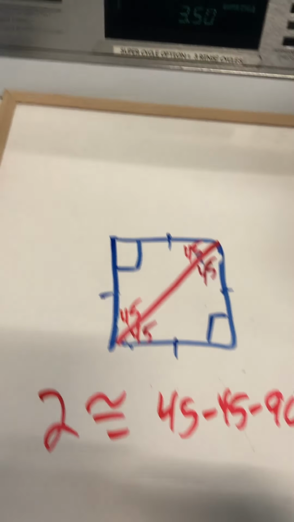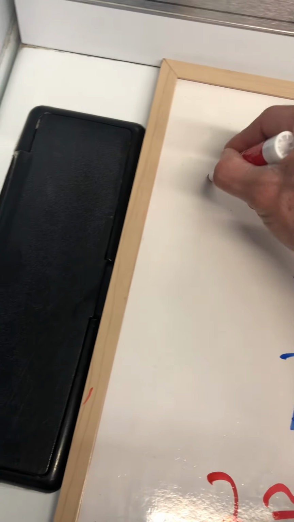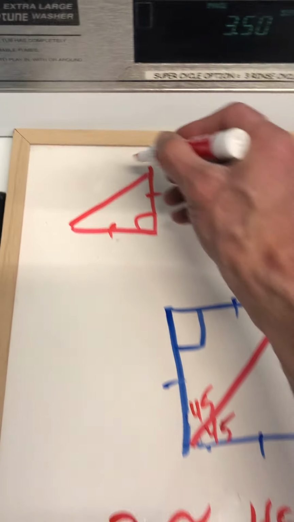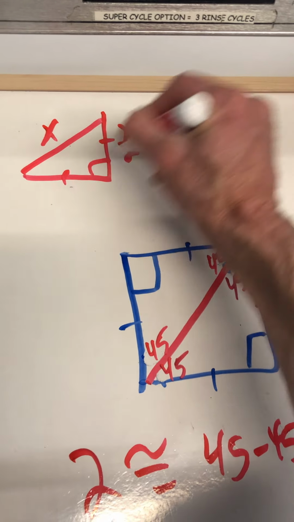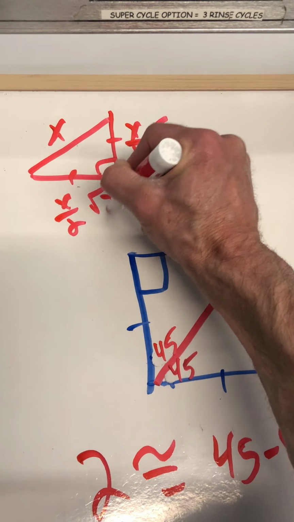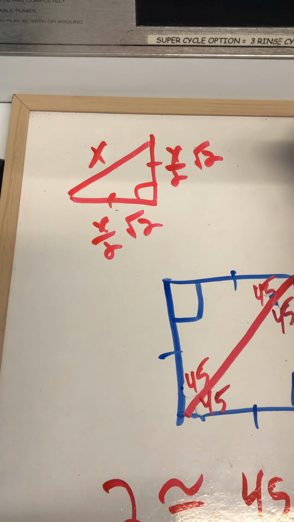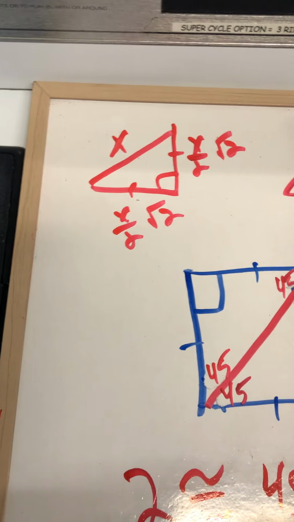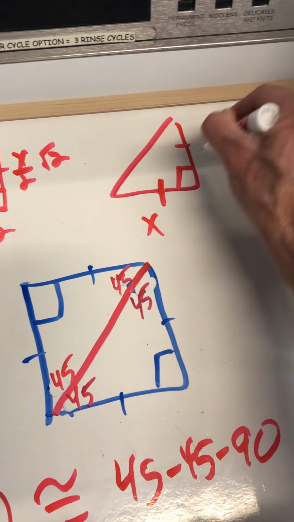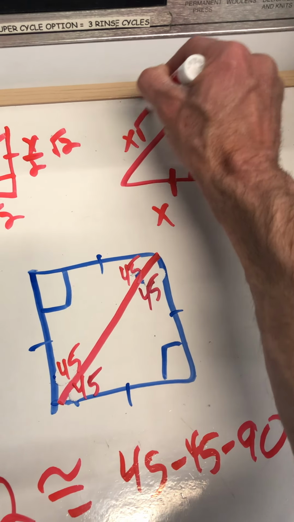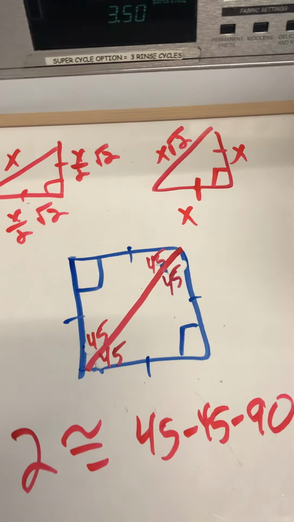All right, pretty good. Now let's review how squares are found. I'm sorry, not squares, isosceles right triangles. If this is x, this is half of that root 2, half of that root 2. Or the other way, if this is x, then this is that same number, root 2. Just depends on how they give it to you.